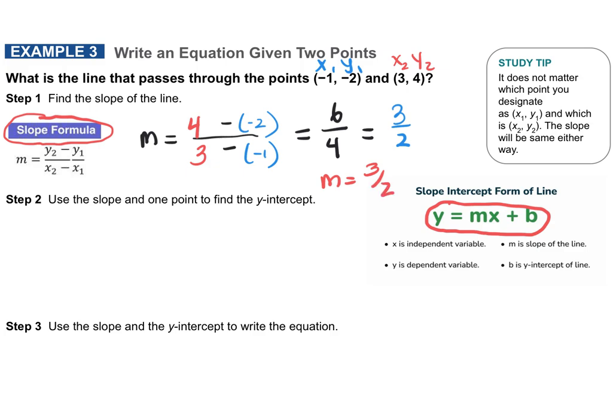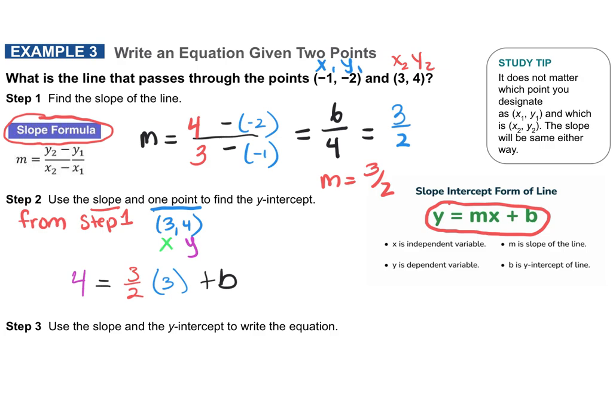Now I'm going to use my slope and any point from the problem to use my slope-intercept formula to find the y-intercept. So I am going to pick one of the points. I like positive numbers, so I'm going to pick the point 3, 4. So I am going to replace the letters y, m, and x in step 2 from the slope form to solve for the variable b.